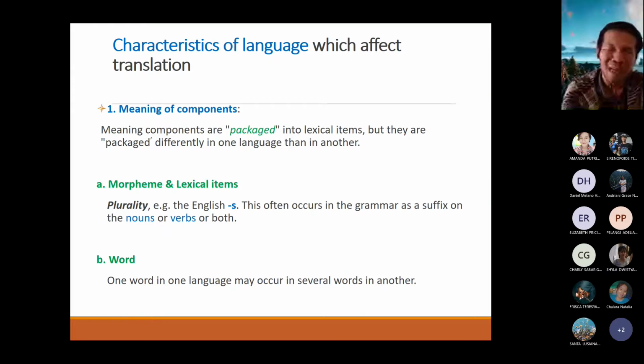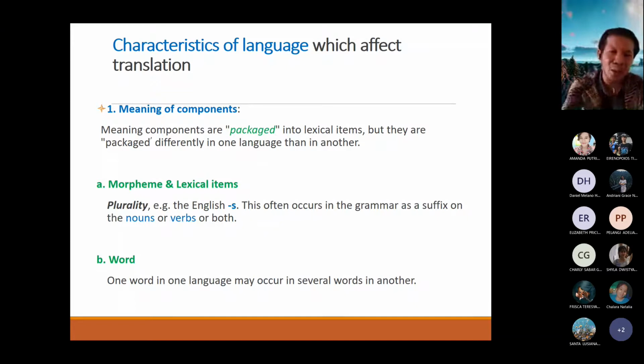the letter S, or the bound morpheme S, which is used to make plural nouns, or not plural, singular verbs. For example, if the subject is she, he, it, or Maria, Naomi, Charlie, and so on, if we are making a simple present tense, we have to put s or es after the verb. So that's called plurality.